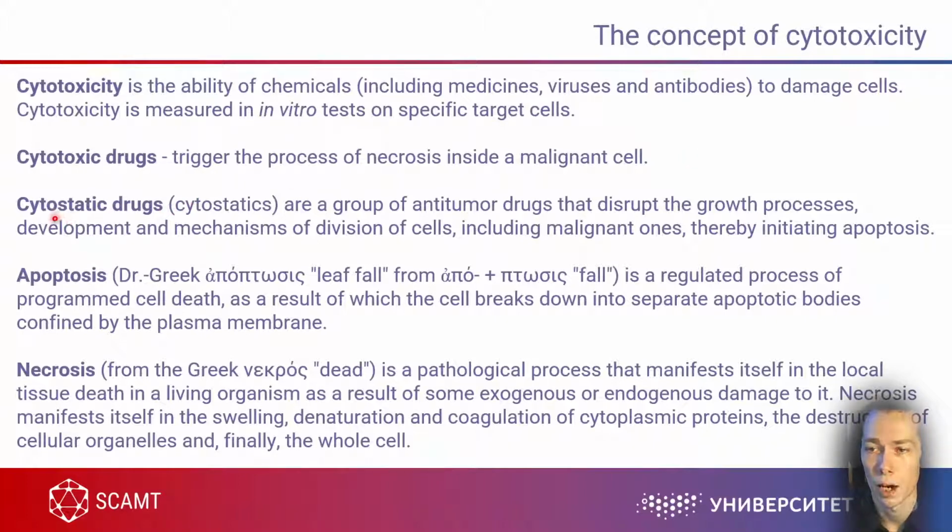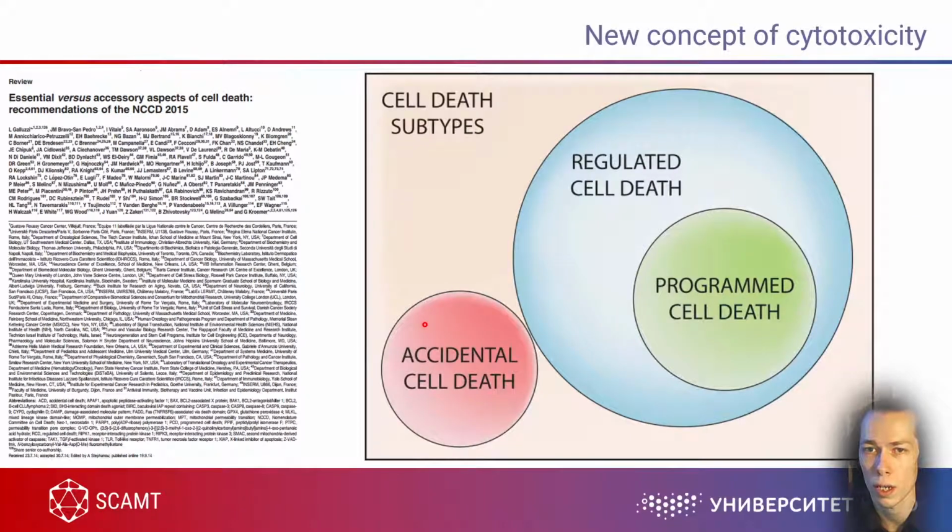Maybe 20, maybe even 30 years ago, apoptosis was a regulated process of cell death, and necrosis was an unregulated process of cell death, some kind of accidental cell death. But now, if we look even at the recommendation from 2015, there are cell death subtypes, and it can be regulated cell death and accidental cell death.